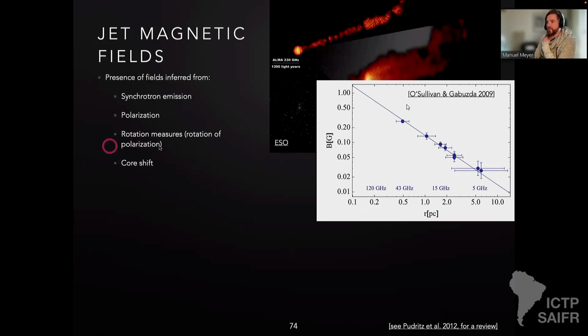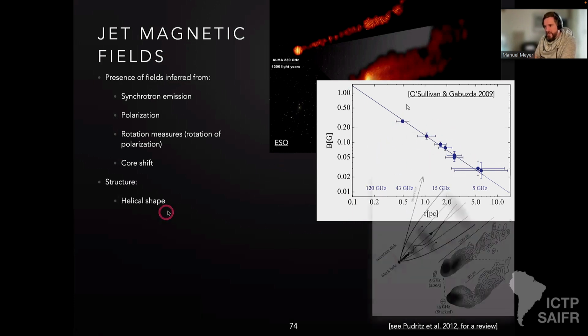So this means that where we see the most radio emission actually depends on the distance to the central supermassive black hole, as a function of frequency. The low frequencies we only see further out, and the high frequencies we see further in. And from this, you can then infer the magnetic field. This is due to essentially synchrotron self-absorption.